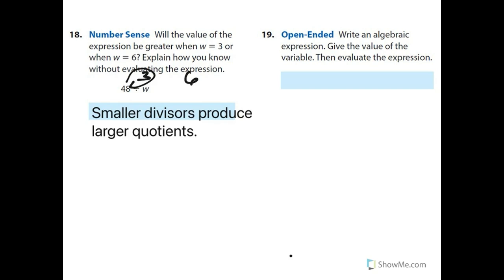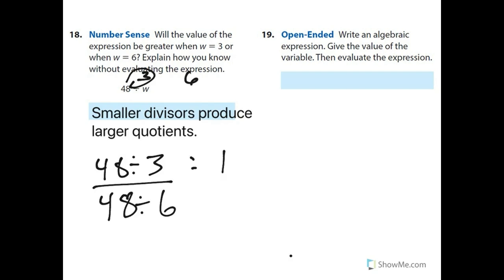Just to prove it, let's show it. So we've got 48 divided by 3, 48 divided by 6. 48 divided by 3 is 16. 48 divided by 6 is, what is it, 12? No, it's not, silly, it's 8. 48 divided by 6 is 8.